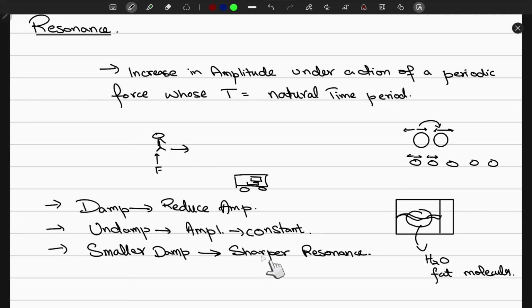This sharpening of the resonance, or the sharpness of the resonance, is basically defined, or it explains how fast the energy is going to decay in a system which is oscillating. So the sharper the resonance, the faster this decay of energy will happen. And it depends on the damping, right? So the smaller the damping, the sharper the resonance, and vice versa.